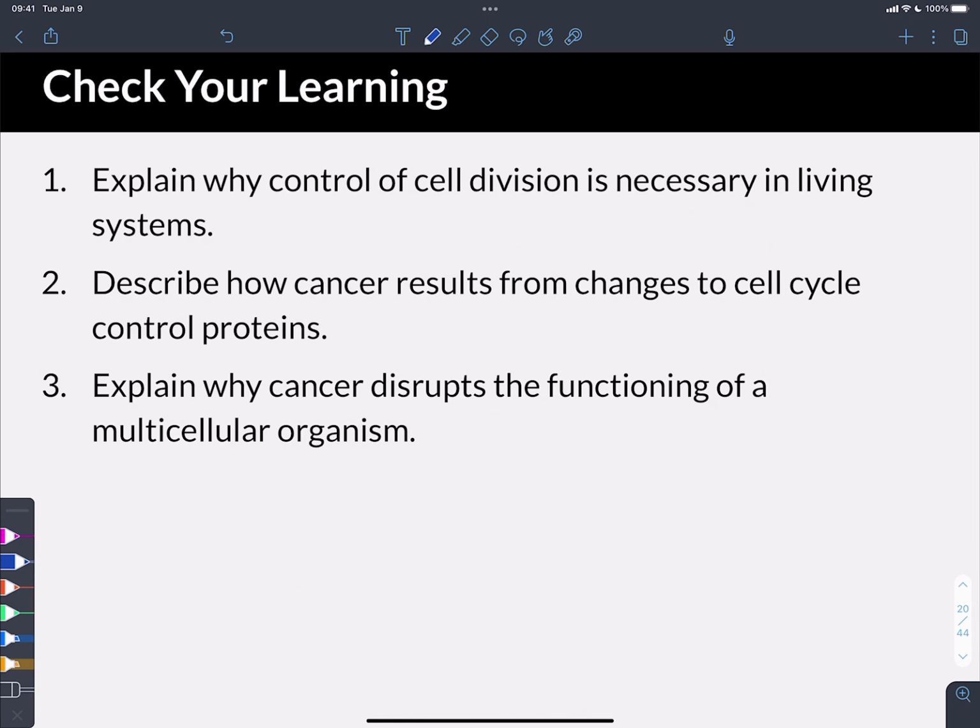As we move into check your learning here in this video, make sure that you can explain why control of cell division is necessary in living systems. Make sure that you can describe how cancer results from changes to cell cycle control proteins, and make sure that you can explain why cancer disrupts the functioning of a multicellular organism. If you can do those things, you're doing great. If not, that's okay too.